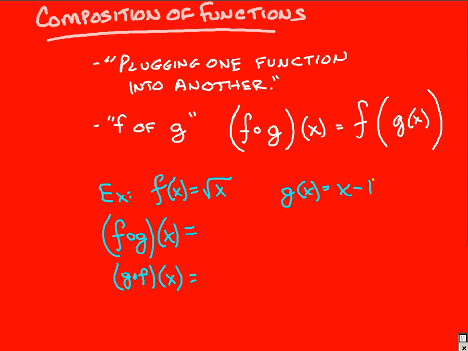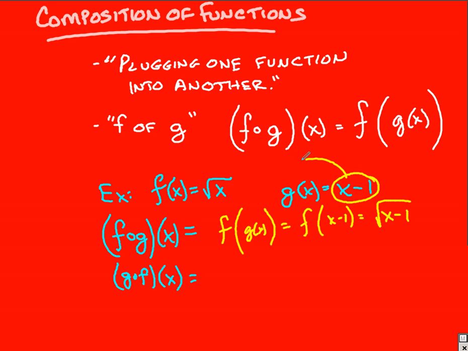So for example, if I want to do f of g of x, meaning I'm going to do g of x first. In this case, g of x being x minus 1, and that's what I'm going to plug in for x in f of x. So f of x, the square root of x plus 1, becomes the square root of x minus 1. Essentially, you take this function and plug it in for x in the other function.